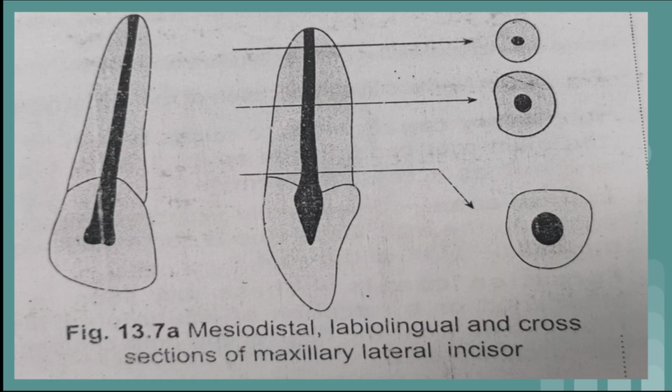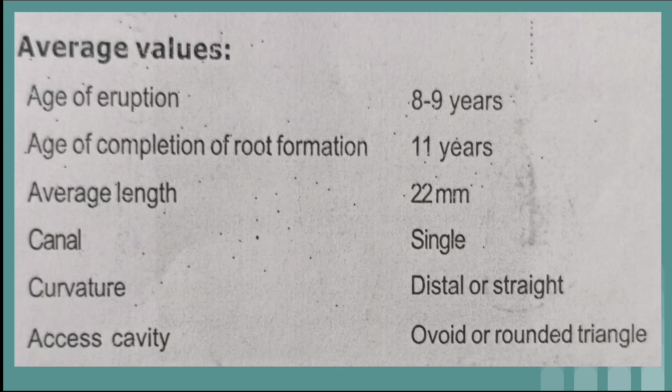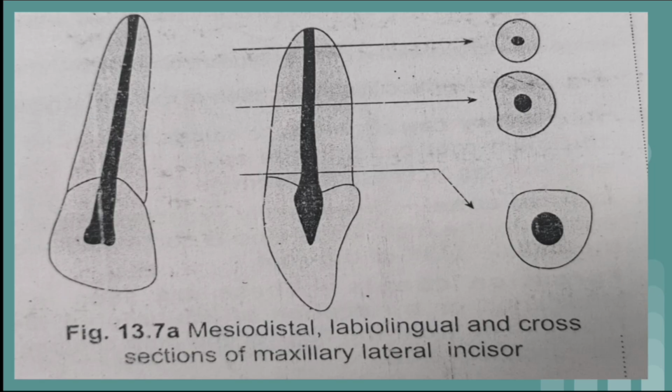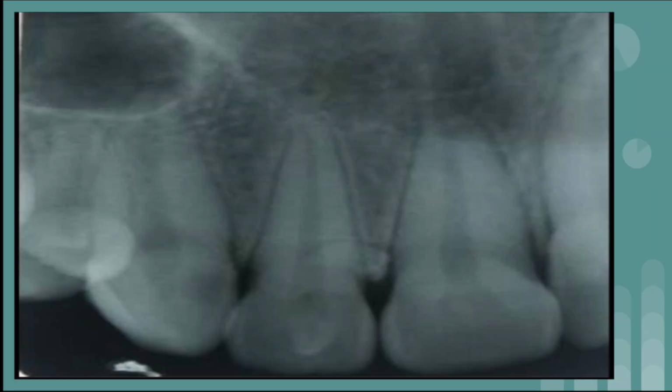So this is how the pulp looks, oval or ovoid, or a round triangle. And in the radiograph the lateral incisor looks like this.